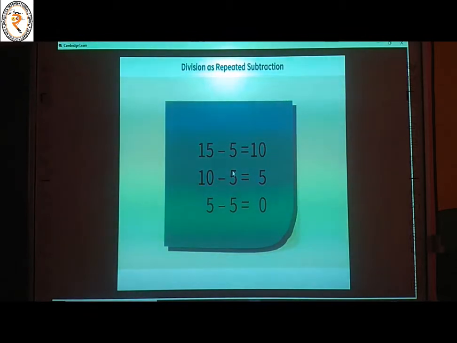Therefore, we have subtracted 5 three times. So 15 divided by 5 is equal to 3. This is known as a division sentence. Hence, division is the same as repeated subtraction.